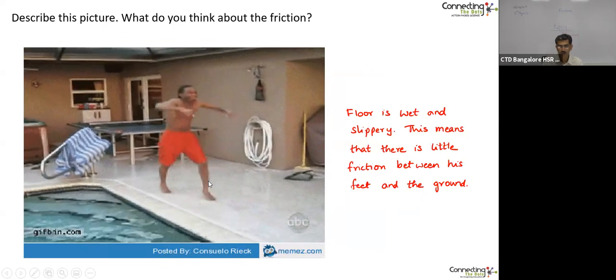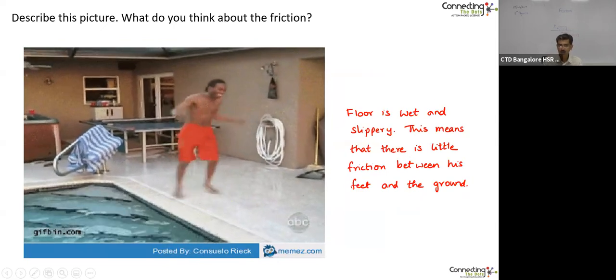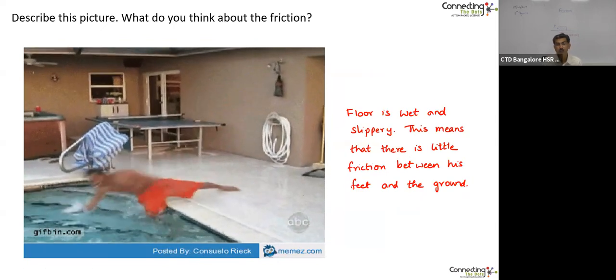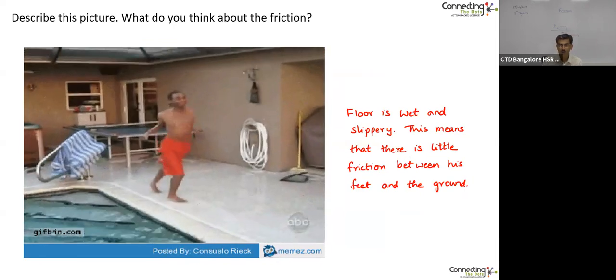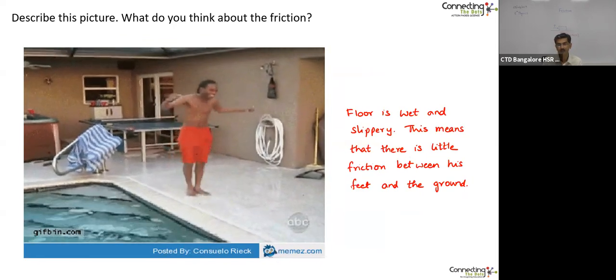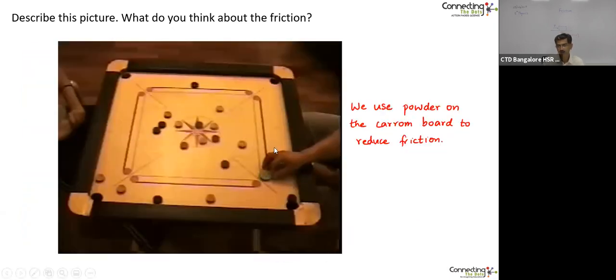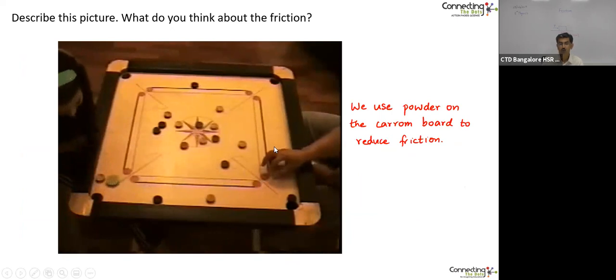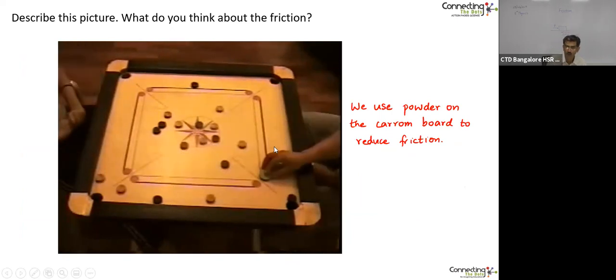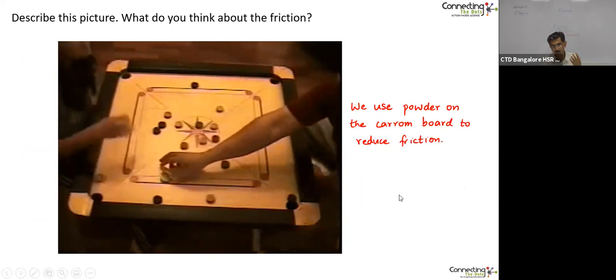This is a situation where the friction between his feet and the floor is very low because the floor has become slippery. It is wet and he falls into the water. This picture is, and we've all played this game, you want friction to be low. So we use a special kind of powder on the board to reduce the friction. So all of these are examples about how we deal with friction, or what happens when there is friction.